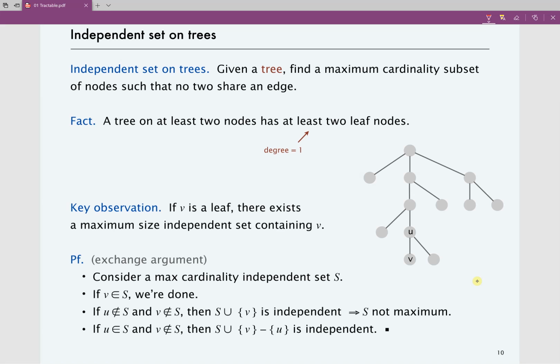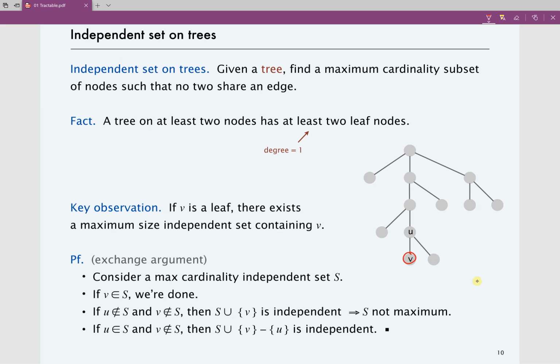Now, if both of these nodes are not in the independent set, both of them are not in S, then we can actually include v in S. Because the only case where we cannot include v is if u is already in S. That prevents us from including v. But if both u and v are not a part of S, then we can include v, and we still have an independent set. S union v is still independent, and it's larger than S. That would be a contradiction because we assumed that S was the largest size independent set. So we cannot have the case that both u and v are not in S.